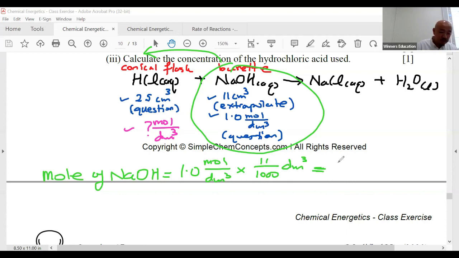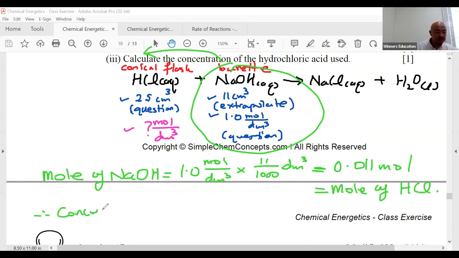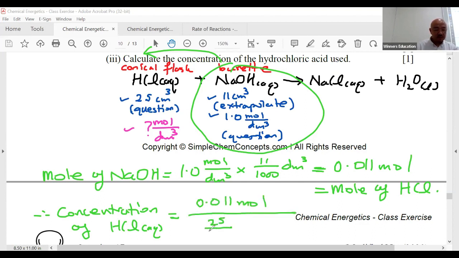Okay, so again, 0.011 mole, all right? And then we all know based on the molar ratio, how they react, HCl and NaOH is a balanced equation. This is equal to the mole of HCl. Yeah, 1:1 mole ratio, exactly. Consider that. Therefore, the concentration of hydrochloric acid in water is mole divided by the volume. The volume needs to be converted to dm cubed once again. And overall, the value will be 0.44 mole per dm cubed.